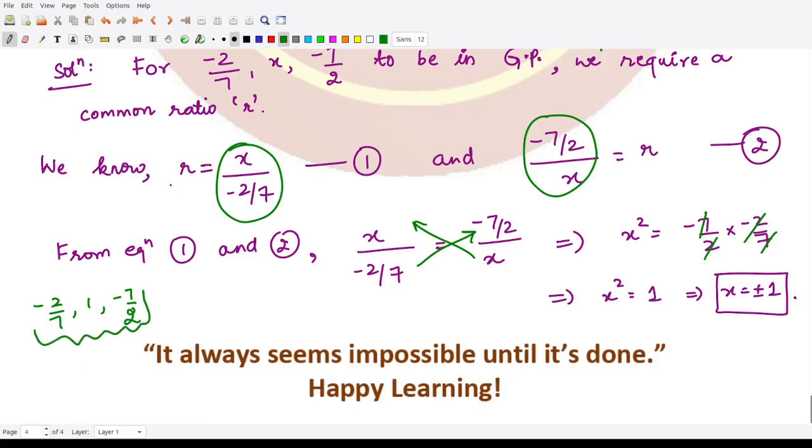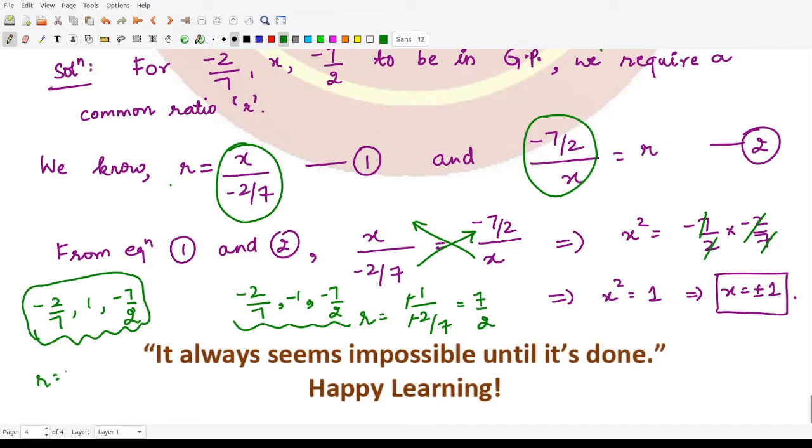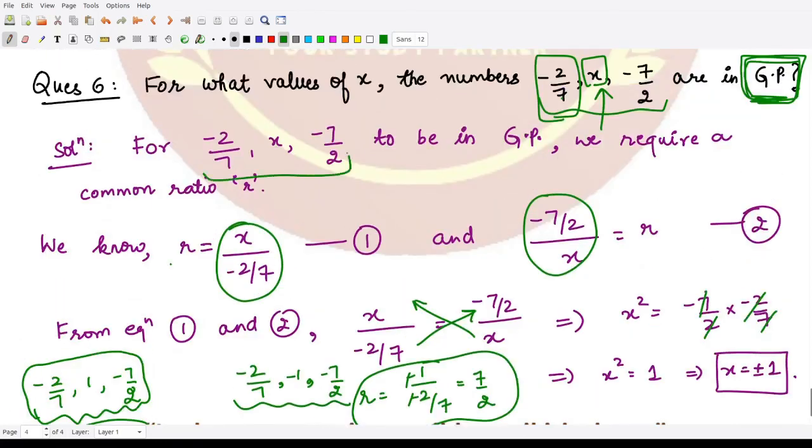You can check the common ratio is the same if you divide the second term by the first term, or you divide the third term by the second term. And moreover, we also have this GP minus 2 upon 7, minus 1 and minus 7 by 2. This also forms a GP. Here the common ratio comes out to be minus 1 divided by minus 2 upon 7. How much is it? Minus and minus cancel. It is 7 by 2. And in the other case, the common ratio comes out to be 1 divided by minus 2 by 7. How much is it? It is minus 7 by 2. Right? So these are your two GPs which are obtained from these three numbers, correct?